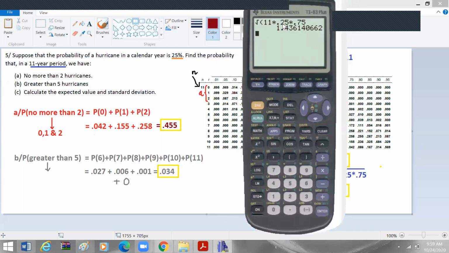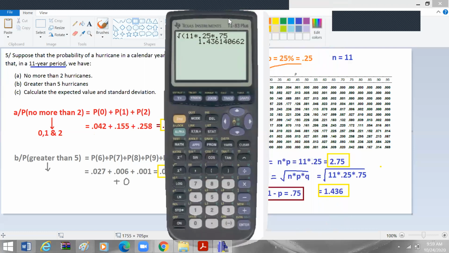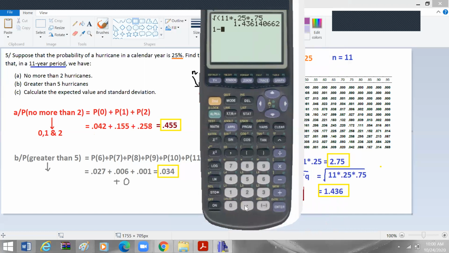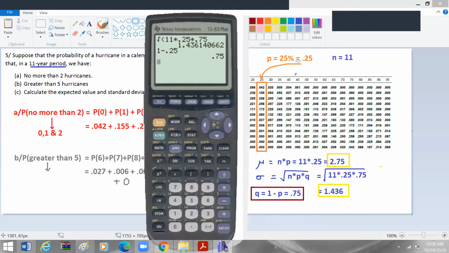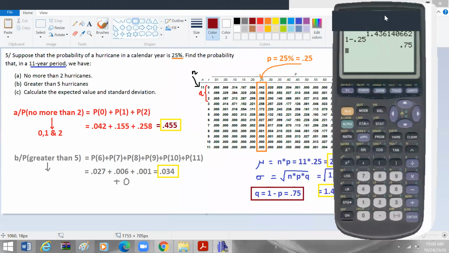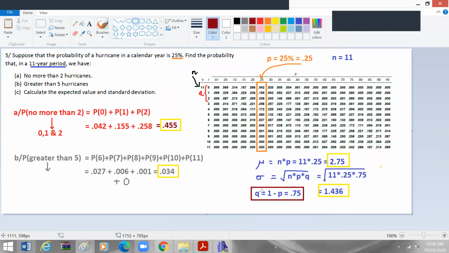Yep. How do you get the 0.75? That's what I'm stuck on right now. Oh, how to get the q. We're going to take 1 minus 0.25 and we get 0.75 right there. It's always going to be 1 minus p. So the p in this question is 25%, so we're going to take 1 minus p, that'll be 1 minus 0.25, which is 0.75. Okay, I think I forgot to put them down. I apologize for that.